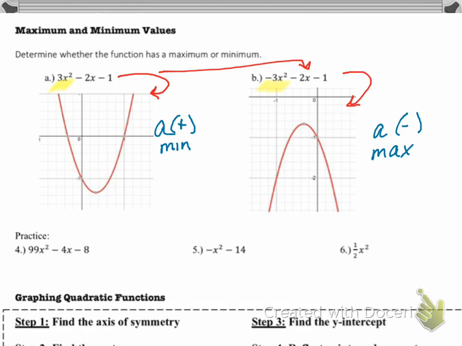We can just real quick look at the following examples down here and determine whether I have a max or a min. Here my a value is positive, so I'm going to have a minimum. Here my a value is negative, so I'll have a max. Now here, I might have a fraction as my a value, which does have an effect on the graph, but we'll look at that later. The simple fact that it is positive tells me that I'll have a minimum.